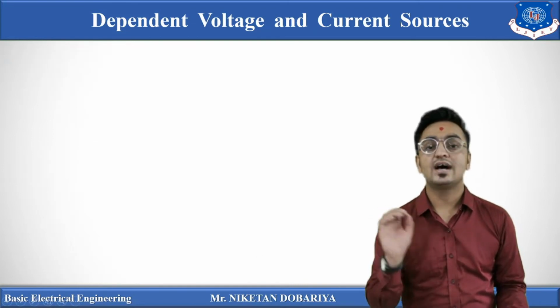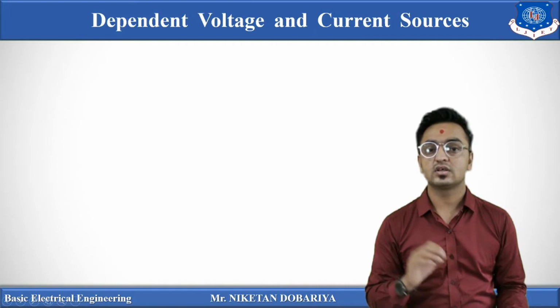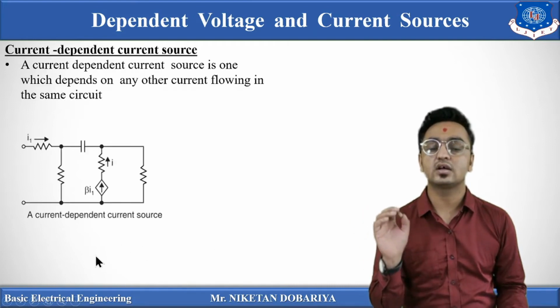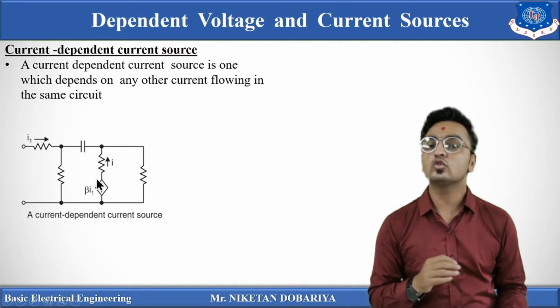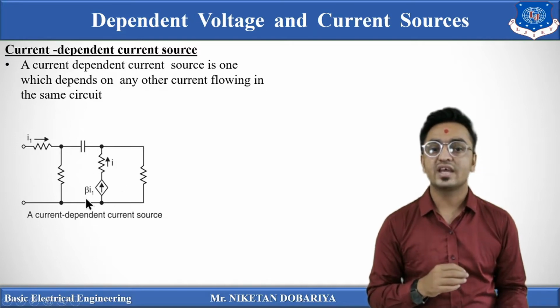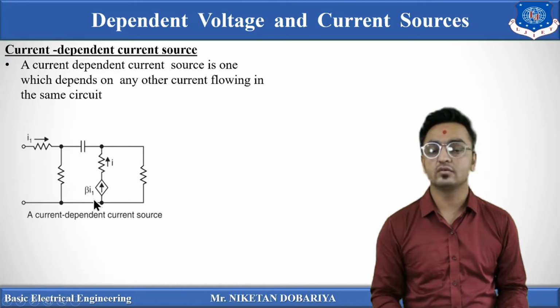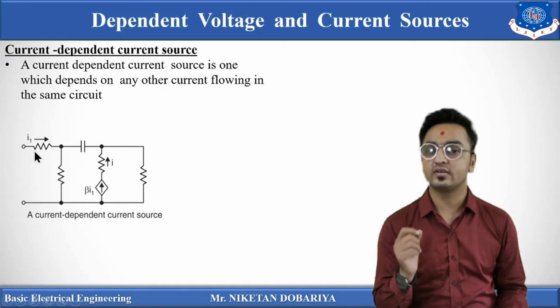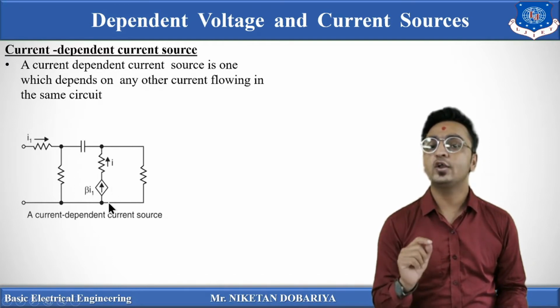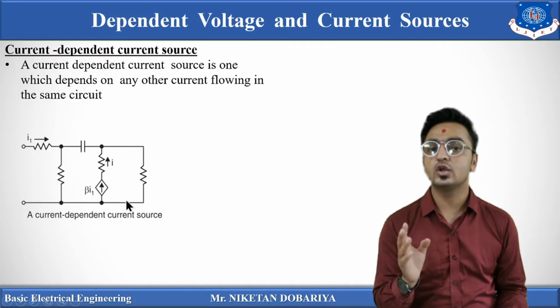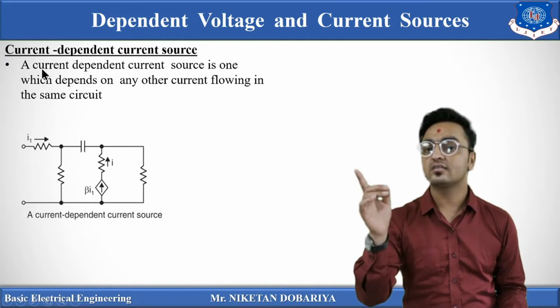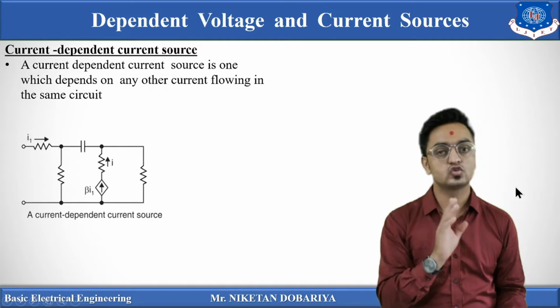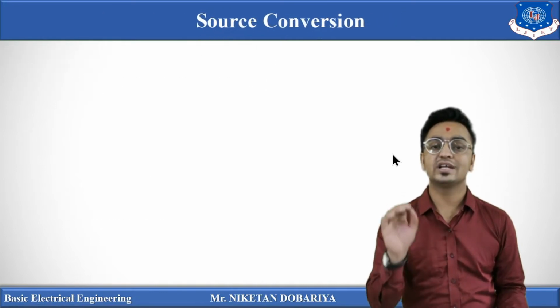And the last source is the current dependent current source. Here, this is another symbol of a current source which has the value beta into I1, and I1 is mentioned over here. That means if we change the value of this I1, beta into I1 changes the value of this current source, and so this is dependent on current. That's why it is a current dependent current source. So this was the fourth dependent source.